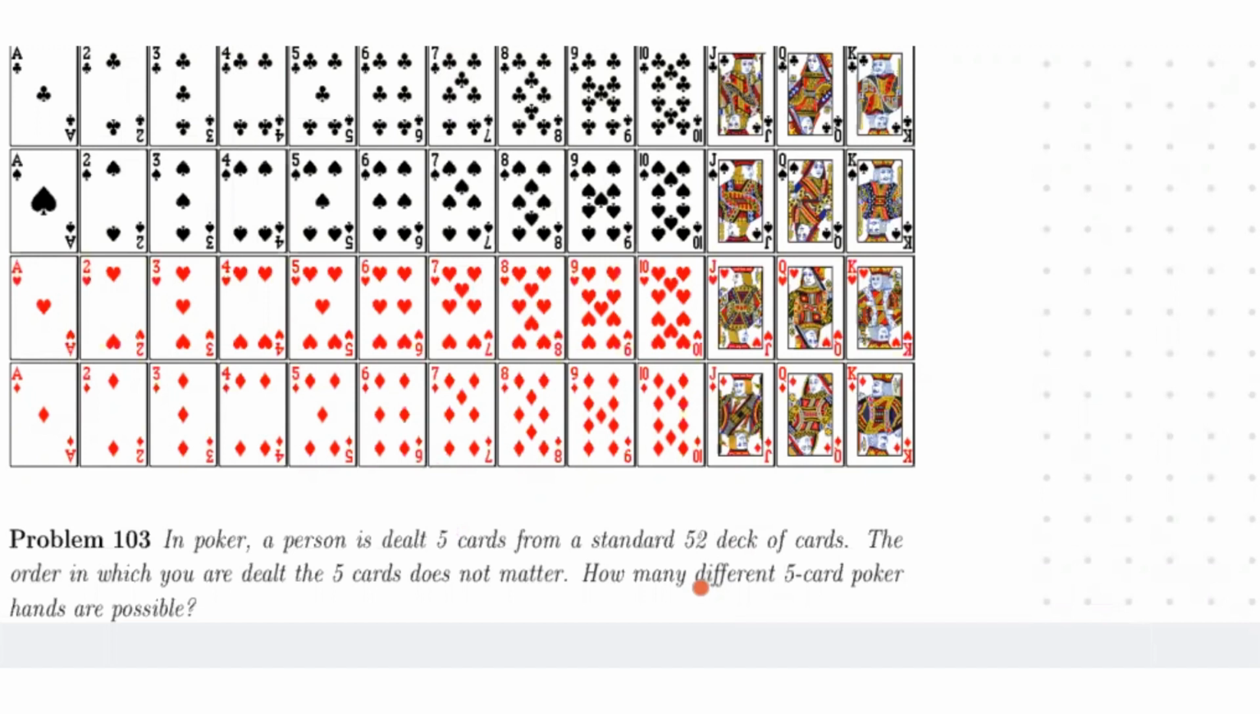Order does not matter because you are holding 5 cards in your hand. Whether you are holding ace or jack first, you still have the same 5 cards in your hand. So order does not matter. Now, it didn't say anything about repetition. Can you pick the same card twice in your hand? You could pick the same card 4 times, but in one hand, you cannot hold the same card twice. So no repetition.